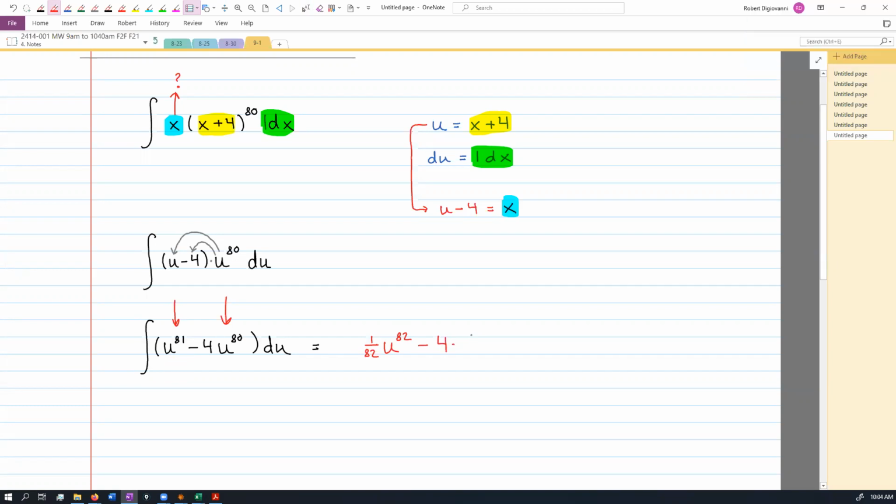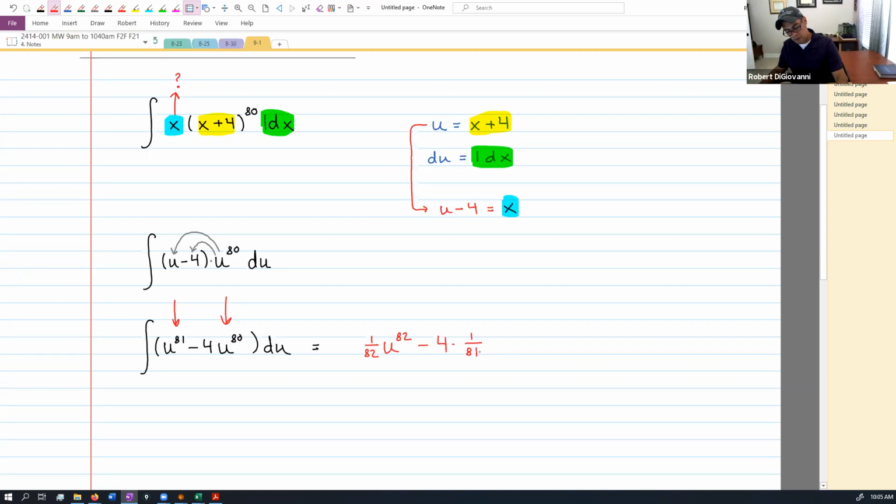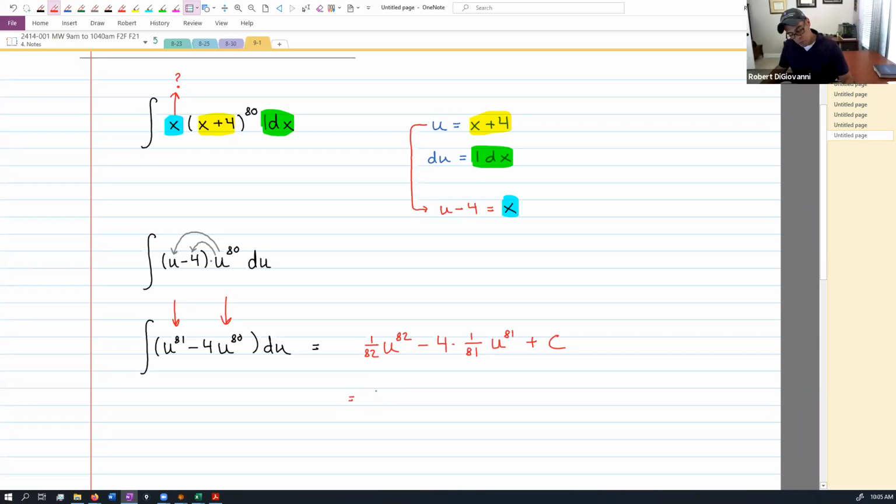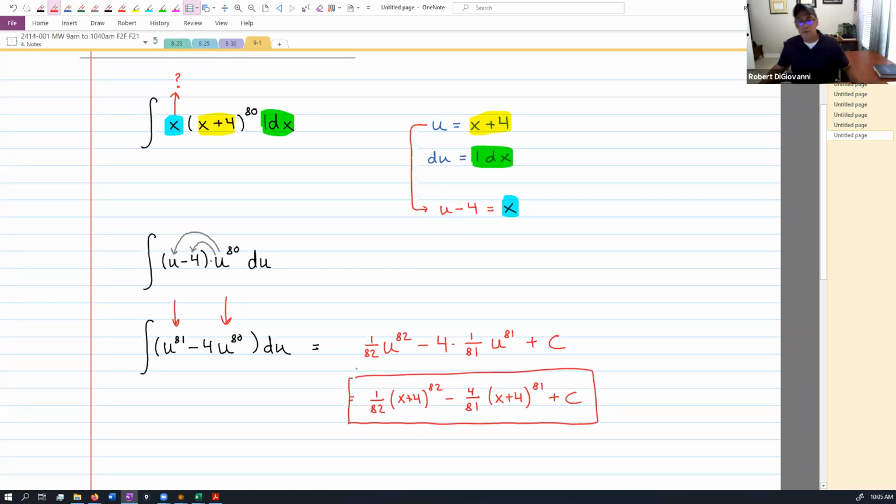And then minus the other one will be 1 over 81 u to the 81. Oh, my fault. Then plus c. So it's 1 over 82 u to the 82 minus 4 over 81 u to the 81st power, where u is x plus 4, plus c. There it is. That's the antiderivative.